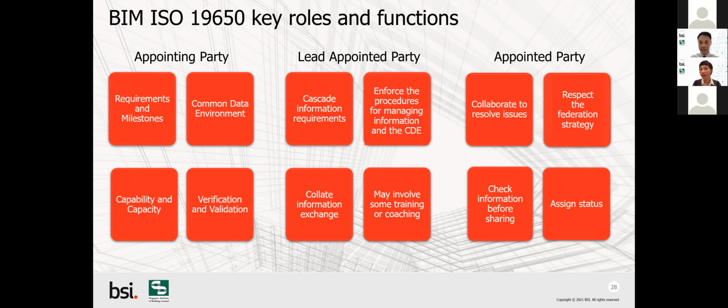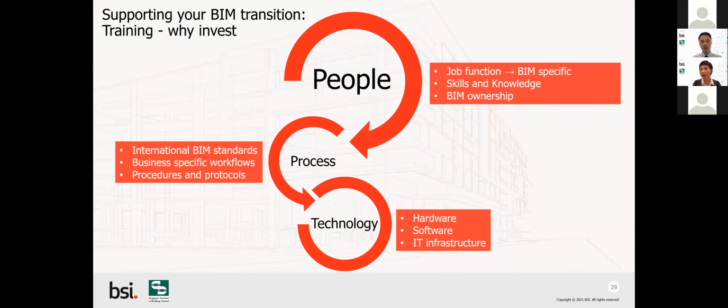Last but not least, the appointed party, being a subcontractor or supplier: how you produce the information, how you check it, how you assign the status, how you collaborate with everyone to resolve issues, and you have to respect the federation strategy. So these are a few of the responsibilities I would like to bring out in today's session. Next, please. Now then, how do you function in there, being the various stakeholders across the supply chain?